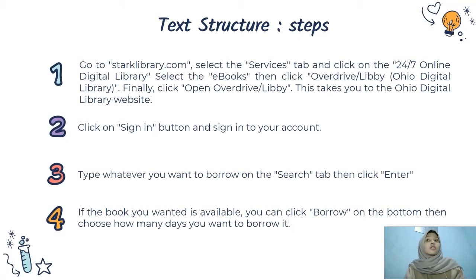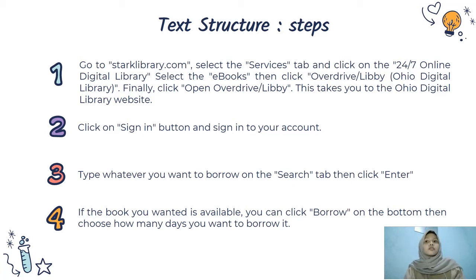Step 1, go to the library website, select the Services tab, and click on the 24/7 online digital library. Select the ebooks, then click Overdrive or Libby. Finally, click Open Overdrive or Libby. This takes you to the Ohio Digital Library website. Step 2. Click on the Sign In button and sign into your account. Step 3. Type whatever you want to borrow on the Search tab, then click Enter.